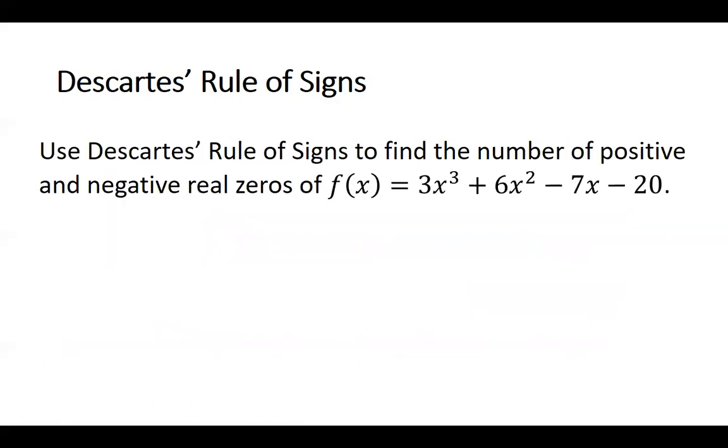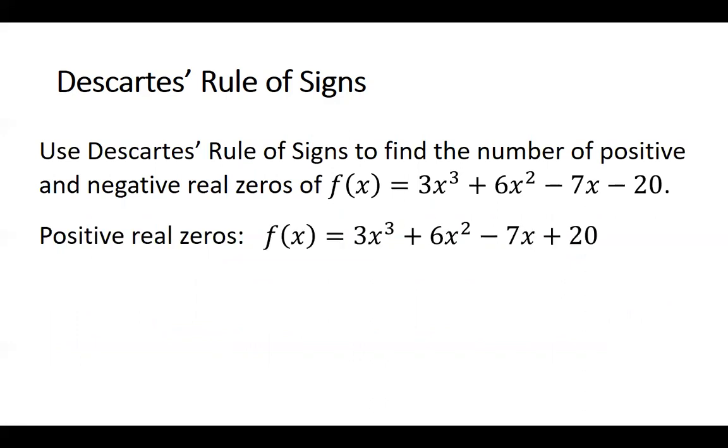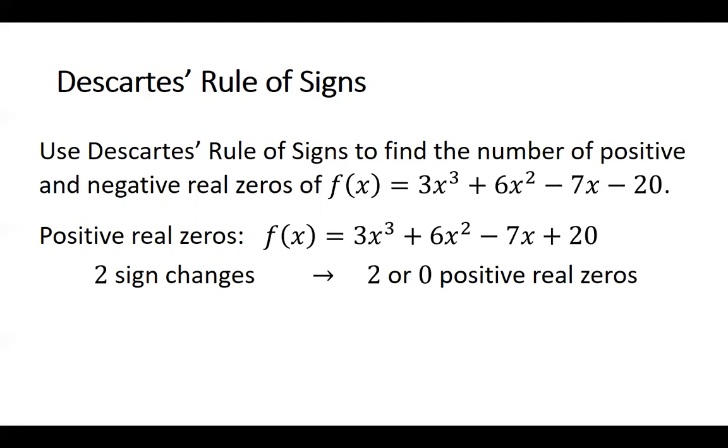Let's try it out. Use Descartes' rule of signs to find the number of positive and negative real zeros of f of x equals 3x cubed plus 6x squared minus 7x minus 20. To look for the positive real zeros, we look at the function just as it is and look for the sign changes. We have positive 3, positive 6, negative 7, negative 20. So that's positive, positive, negative, negative. It changes from a positive to a negative, and that's 1 sign change, which means we have 1 positive real zero.